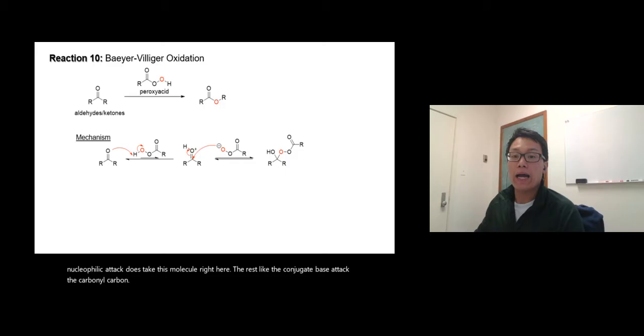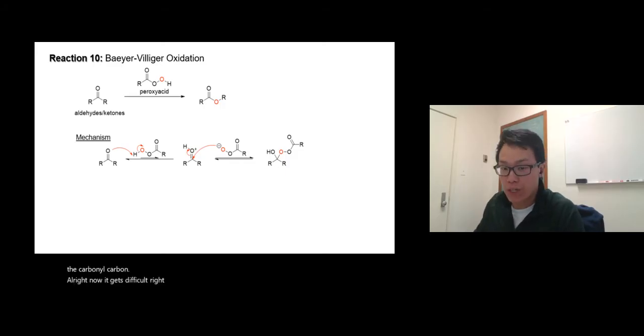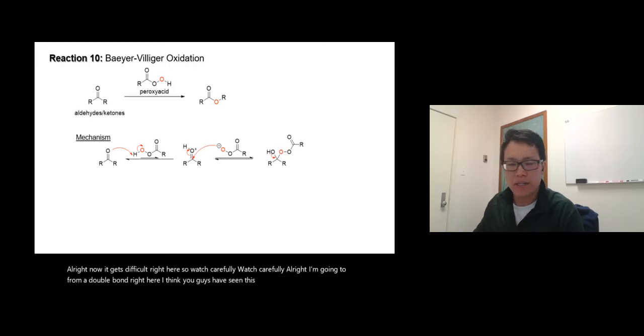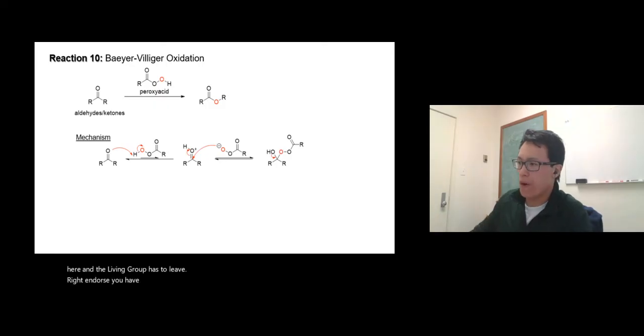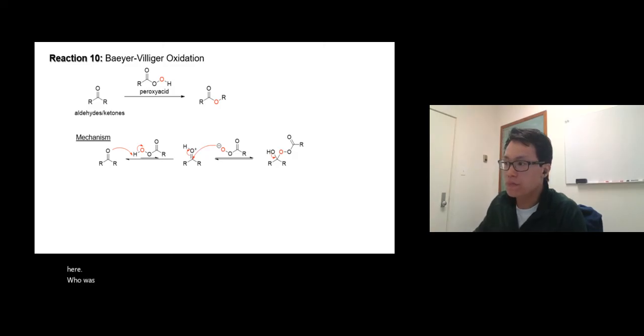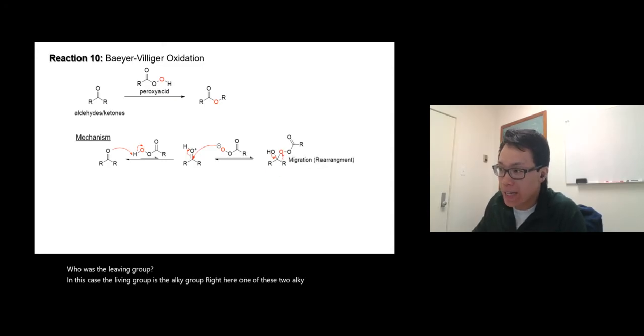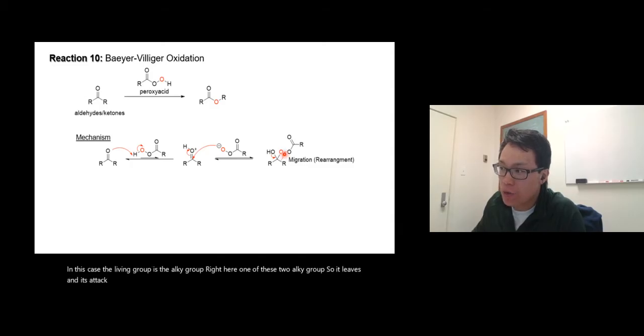Now it gets difficult right here, so watch carefully. I'm going to form a double bond right here. I think you have seen this many times, that we form a double bond in acetal formation, imine or enamine formation, and the leaving group has to leave. But now, if I'm going to form a double bond right here, who's the leaving group? In this case, the leaving group is one of these two alkyl groups. So it leaves and attacks that red oxygen.